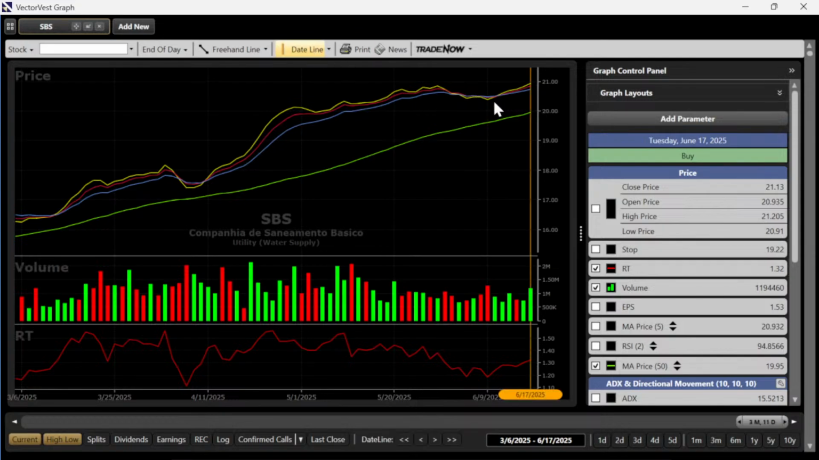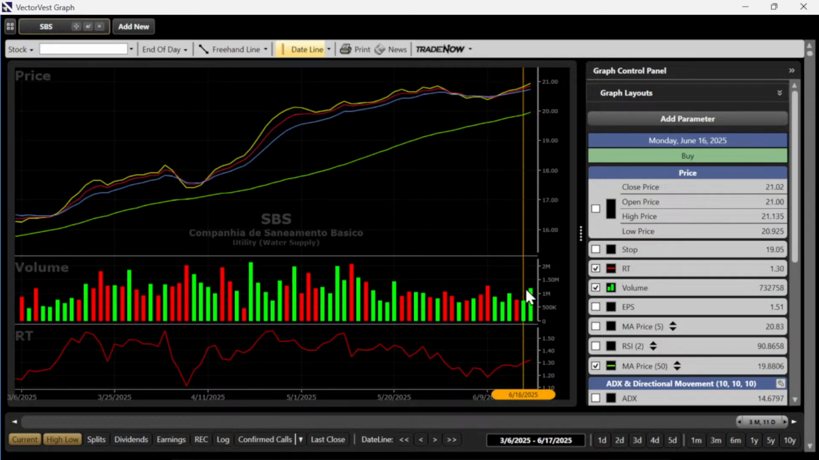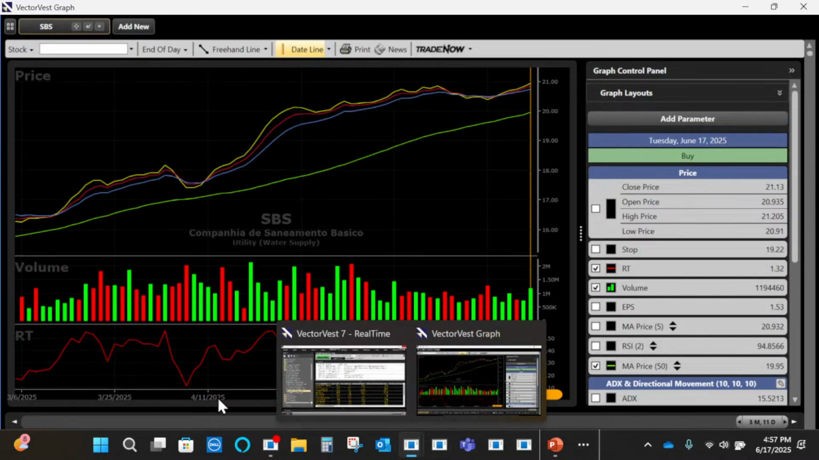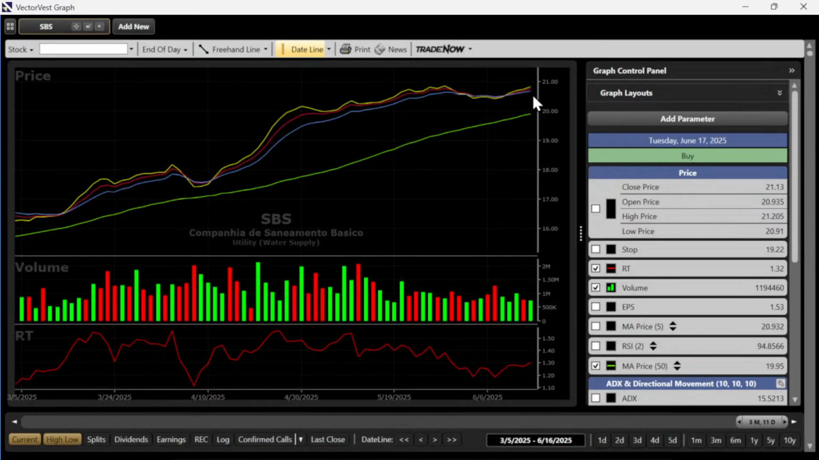Here is your squeeze, right here. And then here is your fanning out. RSI is rising. Good volume here today. Was that today? Today's the 17th? Yeah. So we're going to back up because I ran it as of yesterday's close. This is what it looked like as of yesterday's close.